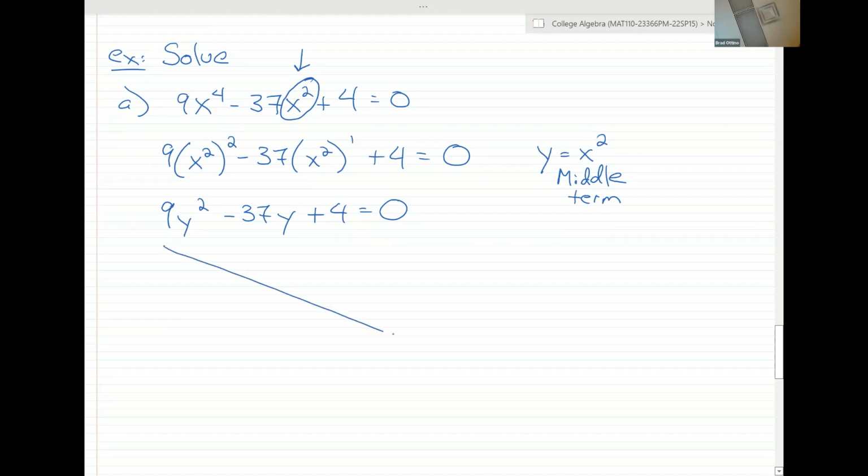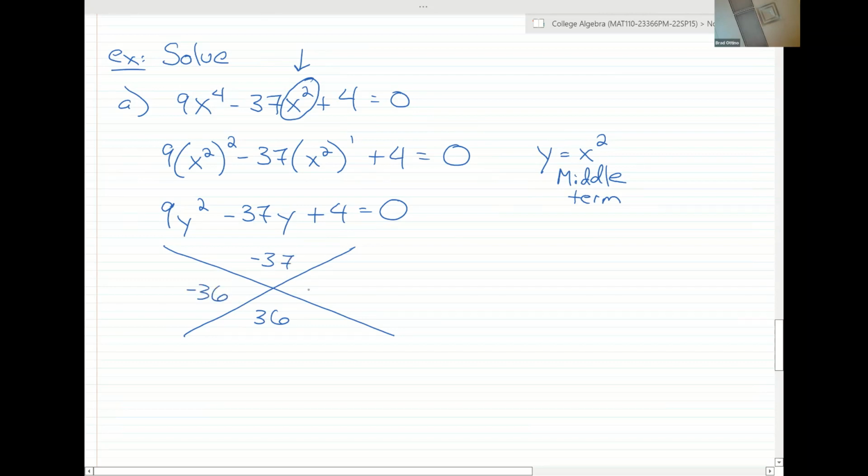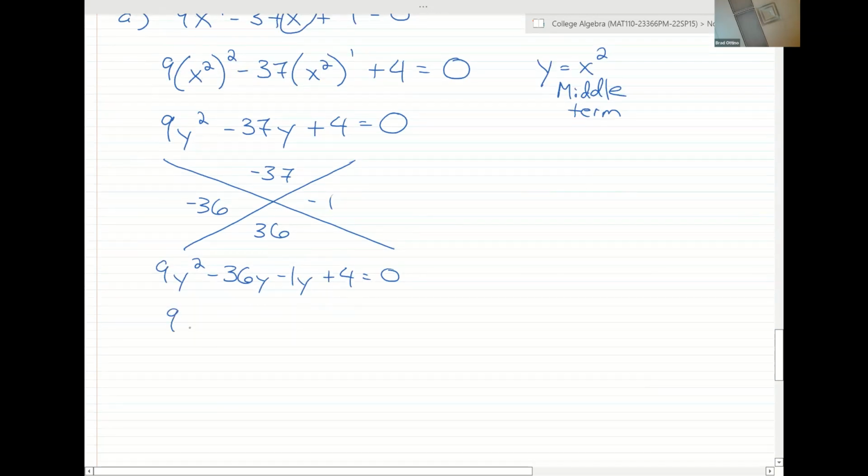This is simple. We've seen problems like this for months now. 9 times 4 is 36. Numbers that multiply to 36 and add up to negative 37: negative 36 and negative 1. So finishing this, we get 9y squared minus 36y minus 1y plus 4 is equal to 0. Down the middle, taking out a negative 1, we get 1 minus 4.